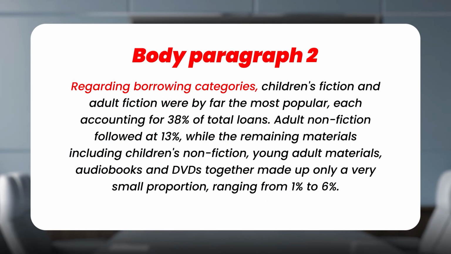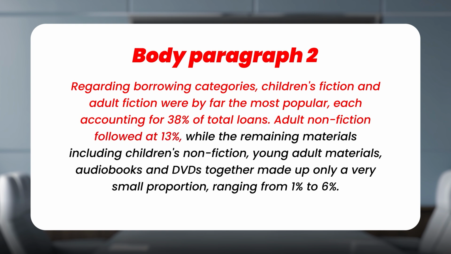Regarding borrowing categories, children's fiction and adult fiction were by far the most popular, each accounting for 38% of total loans. So you can see the words here, by far the most popular, and each accounting for 38% of total loans. So we have clubbed both the categories in a single sentence by using the phrase each accounting for. Moving on to the next category, that was adult non-fiction. Now, since it was 13%, it was second most popular. So let's see what words we have used for that. Adult non-fiction followed at 13%.